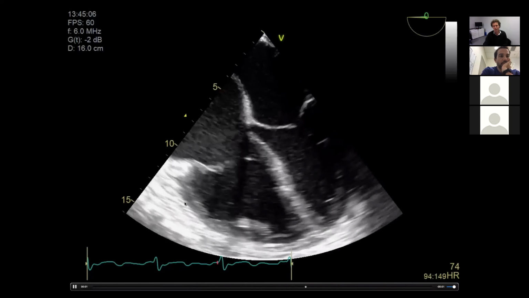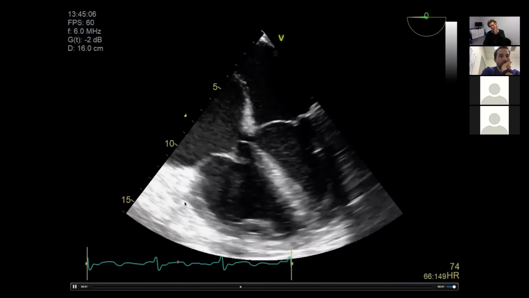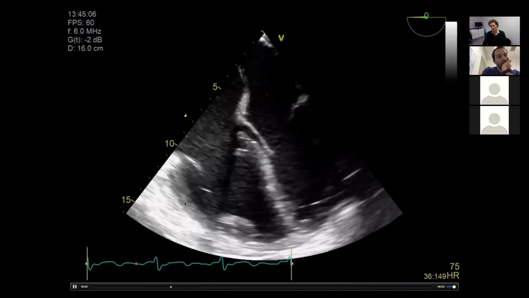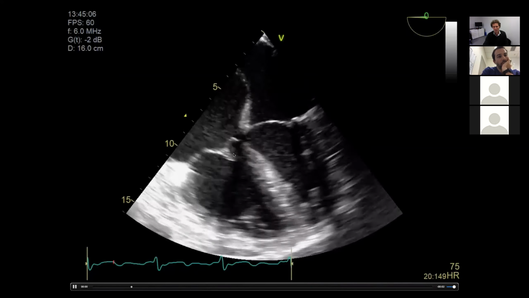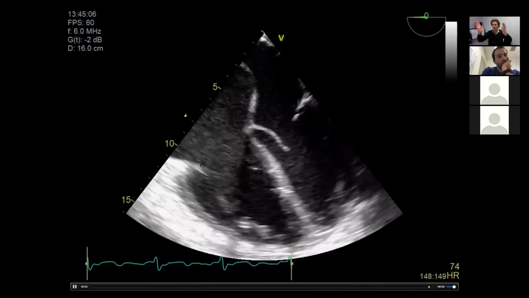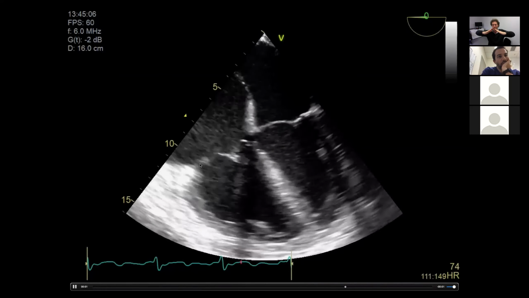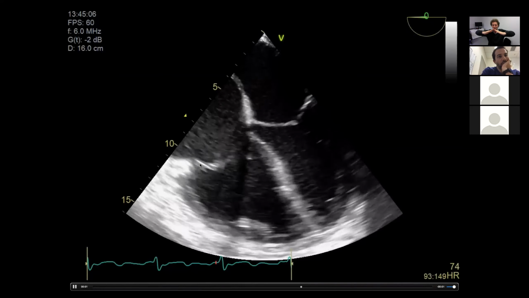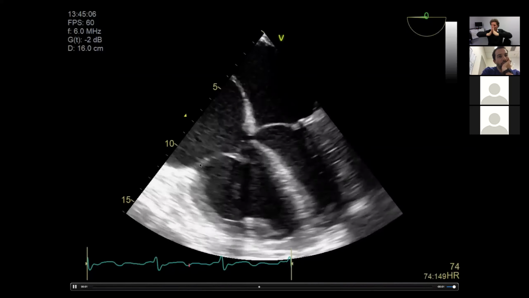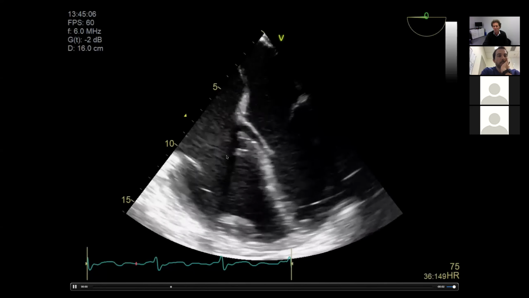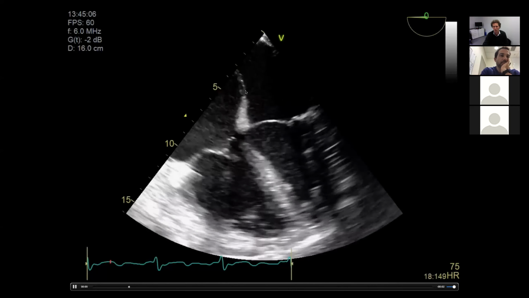And this RV free wall, it's almost like it's just sort of rocking. It hasn't got a nice bellows function to it. And the tricuspid valve normally has quite a large coaptation point. You see it's almost been stretched apart. It's just the tips joining rather than having a nice coaptation of a good few millimeters. And that means there's probably some significant TR, which I'm not going to show you.